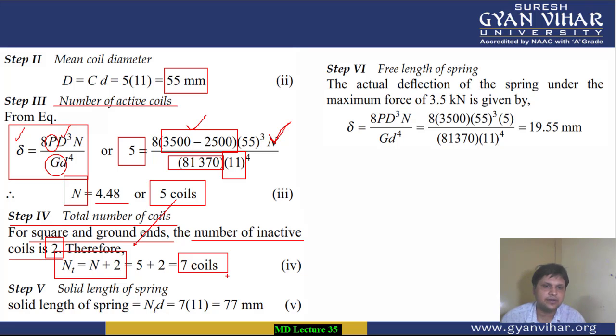Then in the designing, what is the next step? We are going to calculate the solid length. Based on this value of the total number of coils, we can calculate the solid length. We all know solid length is given by multiplication of wire diameter with the total number of coils. So NT into d, that is 7 into 11. This will give you the value equal to 77. 77 is the solid length.